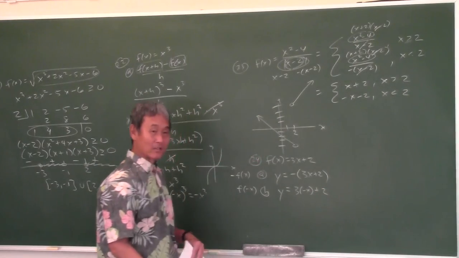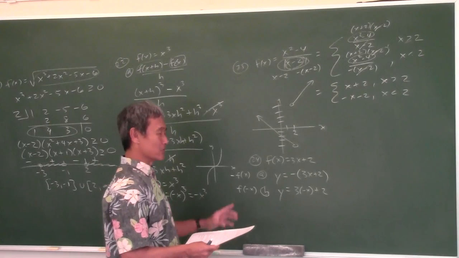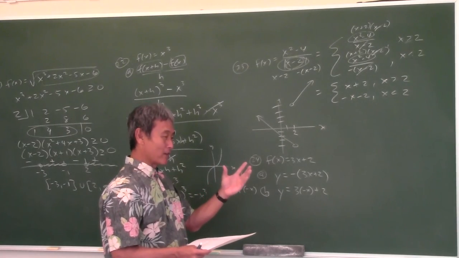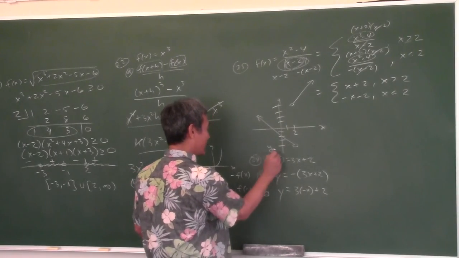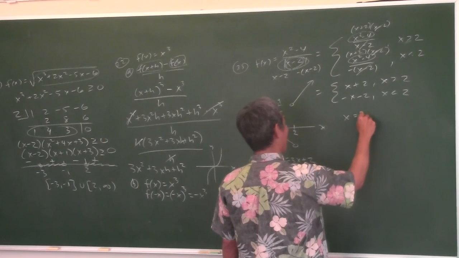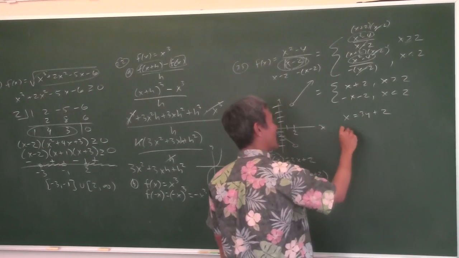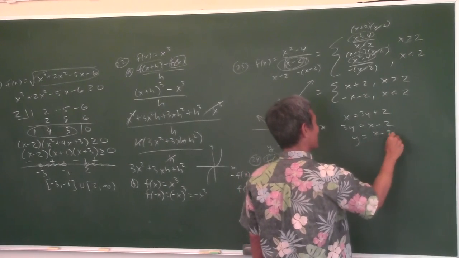There you go. That reflects it over the y. Part C, reflect it about the line y equal x. To make a graph reflect over the line y equal x, that means we have to find the inverse. So thinking of this as y, how do you find the inverse? You switch the x's and the y's, and then you solve for y. So 3y equals x minus 2, y equals (x minus 2) over 3.